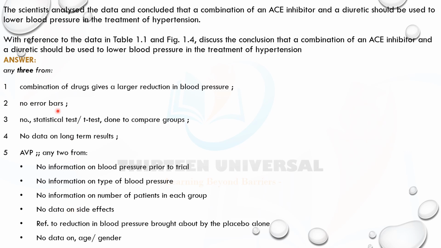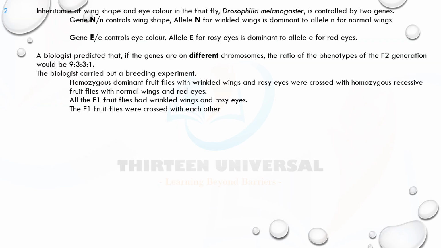Now all of this from here down is trying to discuss the conclusion about the combination. The only point that supports it is the largest reduction. So as upcoming scientists, you have to be objective. Look at the two sides of the argument, and that's what they mean when they say discuss. Be objective. So that is it, 3 marks, any three.